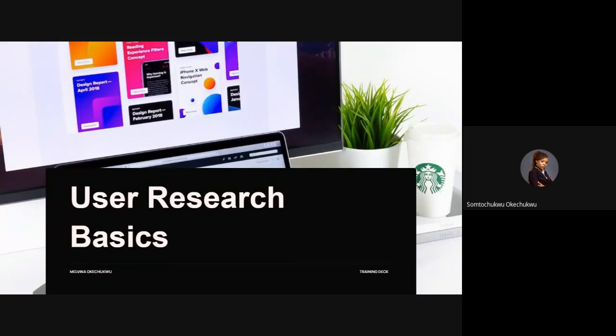You want to understand how they do these things. Do they experience any challenges as they do these things? Do they have any issues as they do these things? All in the bid to create better experiences for them. In some cases, it could be better products. Now, this is basically what user research is.